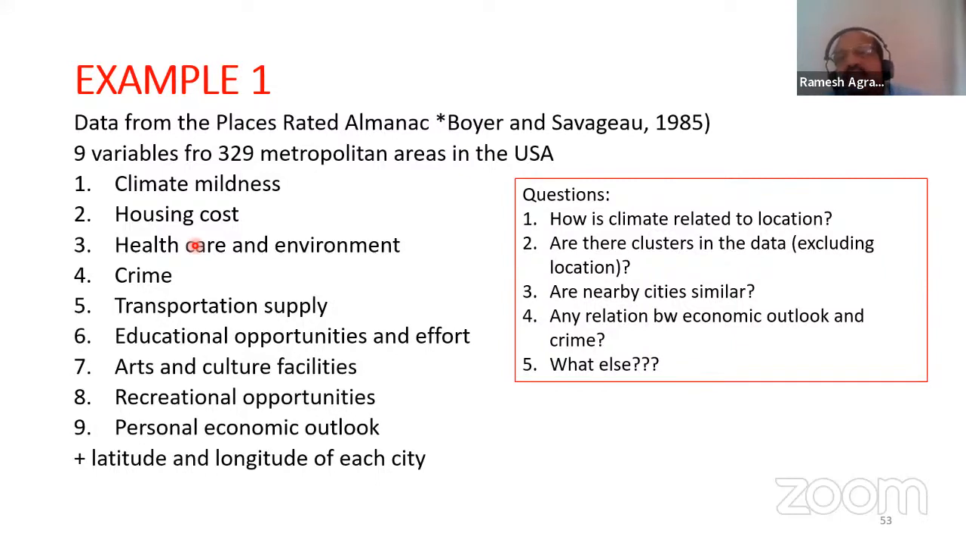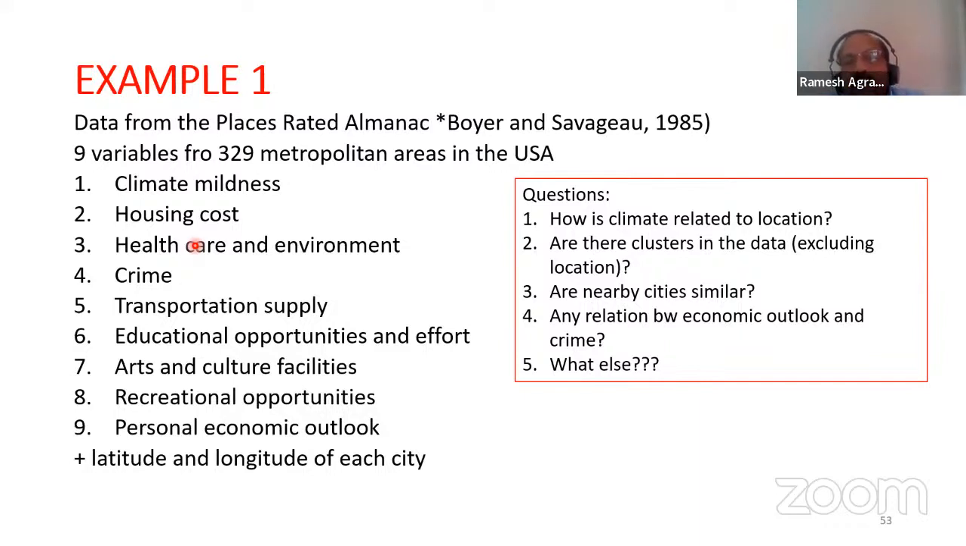So you want to do clustering. Are nearby cities similar? So you can plot it, just the way we have plotted the temperature of the whole world. So we can plot, and through that we can analyze whether the nearby cities have similar kind of climate, similar kind of housing costs, similar kind of healthcare, crime. And then any relationship between any two attributes, that we can do using a scatter plot.